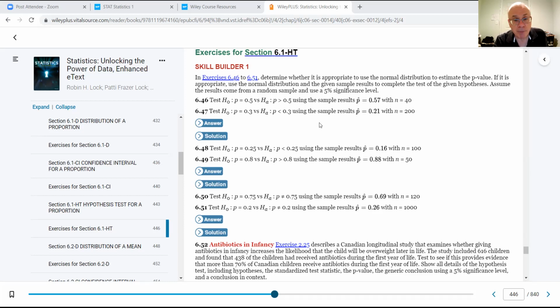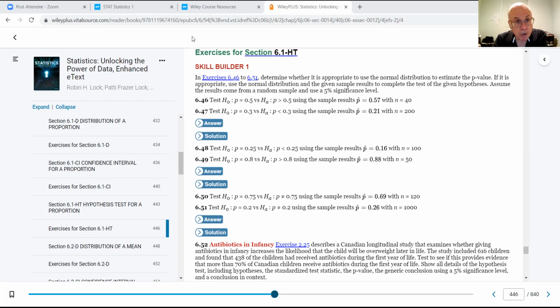Then they have some other ones here. Let's see if they have a two-tailed test. Well, this is left tail. Let's look at 6.49. 6.49 shows that the null hypothesis is p equals 0.8, and the alternative hypothesis is p is greater than 0.8. So it's a right tail test. And notice that p hat is equal to 0.88 with a sample size of 50.